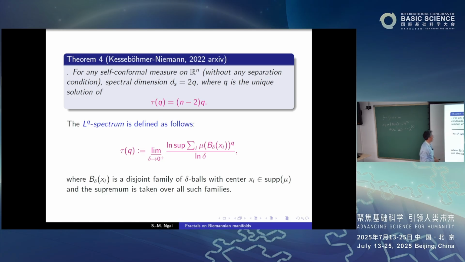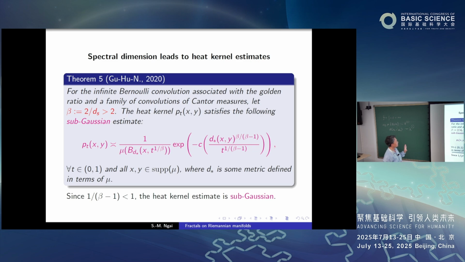Okay, and a lot of work has been done before this result to compute the tau q dimension, the tau q spectrum. All right, so that's what I want to say about the computation of the LQ spectral dimension. Some applications, and why are we interested in the LQ spectral dimension? This is joint work with Qing Hu and Jiaxin Hu.